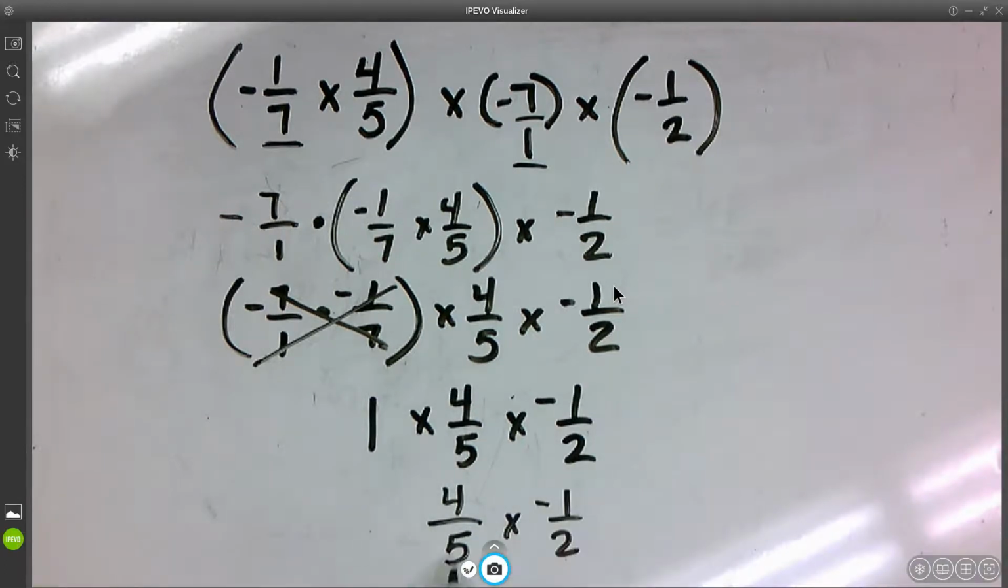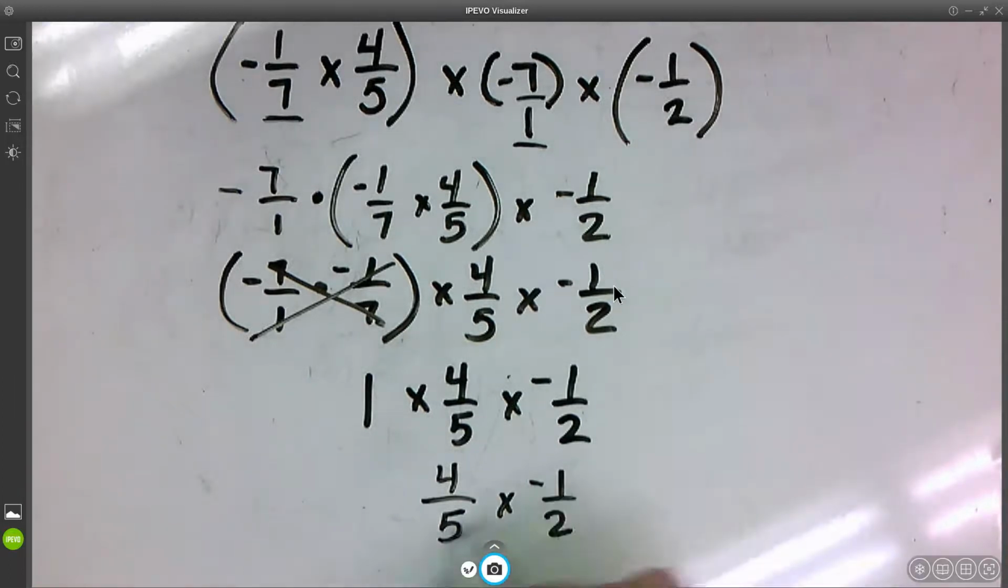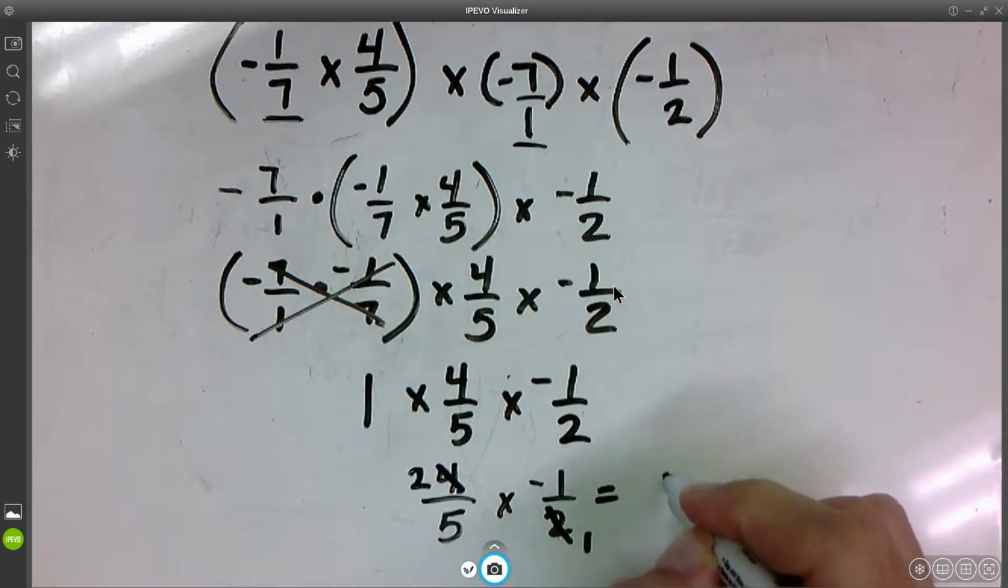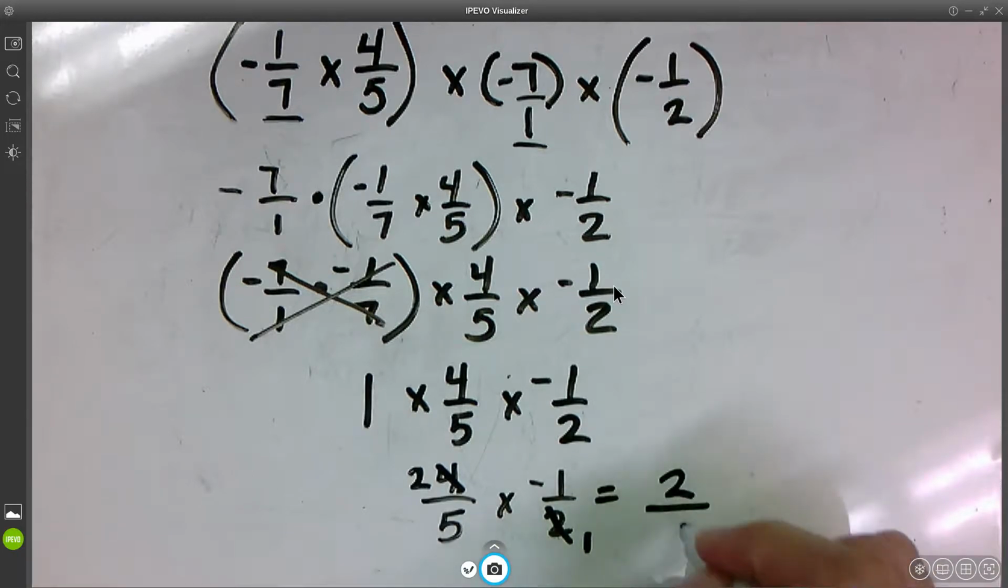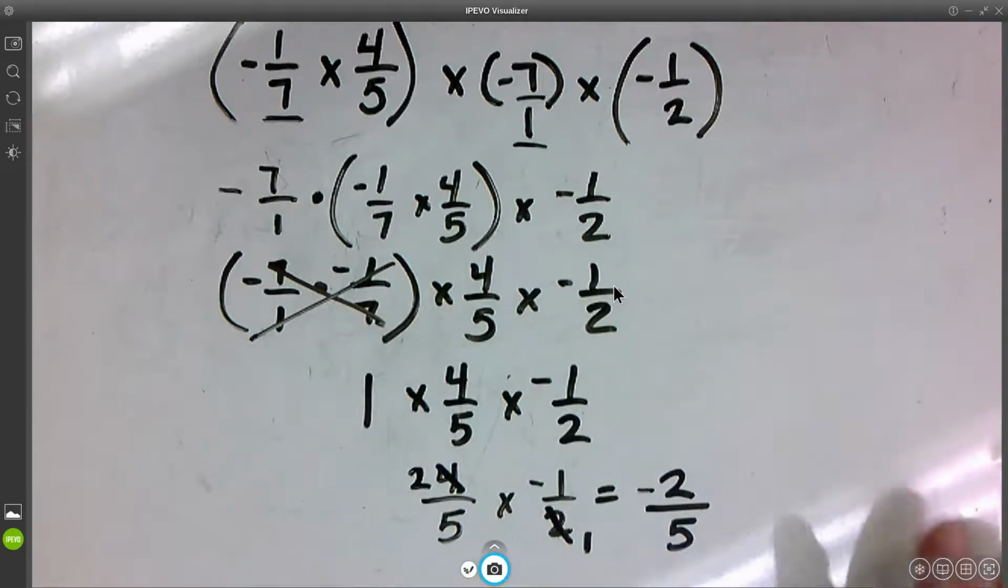We look on the diagonals to see if we can cancel out any common factors. I cannot this way, but here I have a 2 in common. So 2 divided by 2 is 1. 4 divided by 2 is 2. Multiply straight across. 2 times 1 is 2. 5 times 1 is 5. And a positive times a negative is a negative. So our answer is negative 2/5.